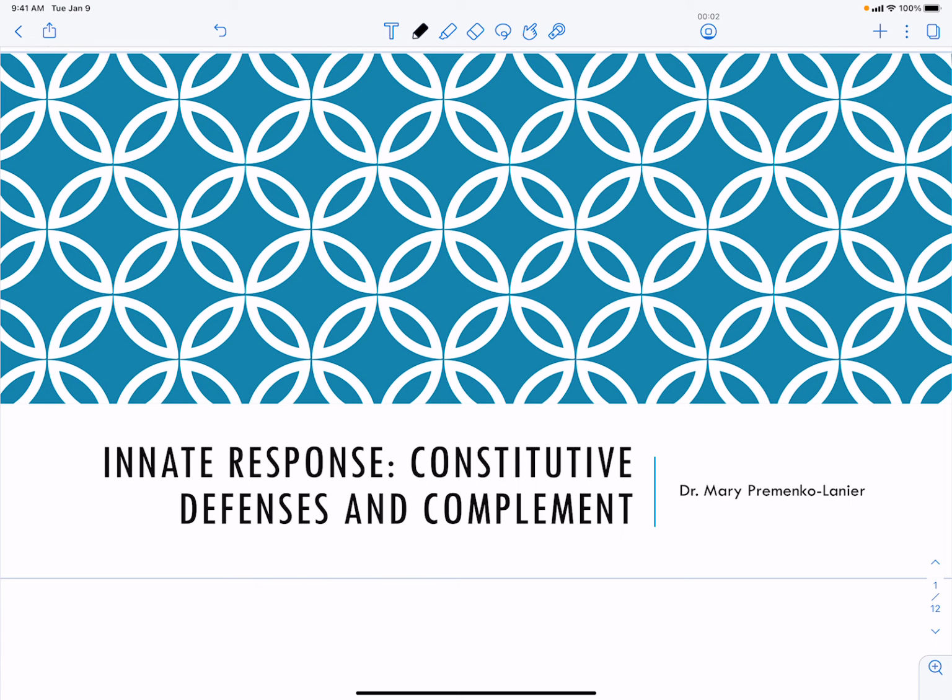Okay, so we are going to talk about some defenses of the innate immune response. And these are going to be constitutive, which means that they are always present. They're just not on until they get activated in some way. And one of these constitutive defenses that is important and well characterized is the complement system. So we'll talk about complement.